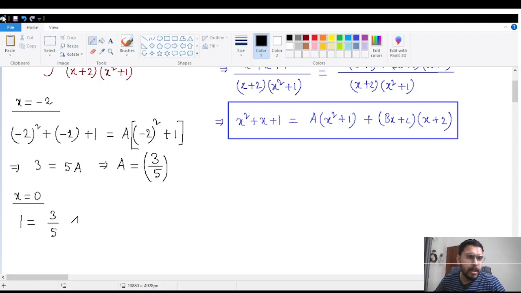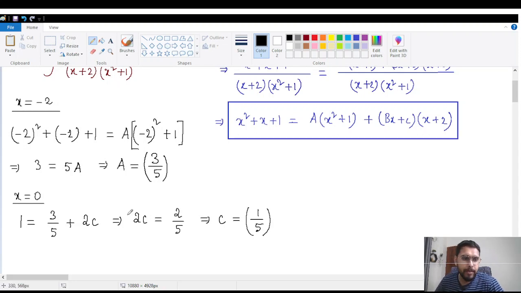Plus, now after this bx plus c, x is 0, so b is eliminated. C times of 2, 2c. So now we have got another constant, which we will get the answer. So 2c is equal to 1 minus 3 by 5, which is 2 by 5. So c is equal to 1 by 5. The value of c is equal to 1 by 5.